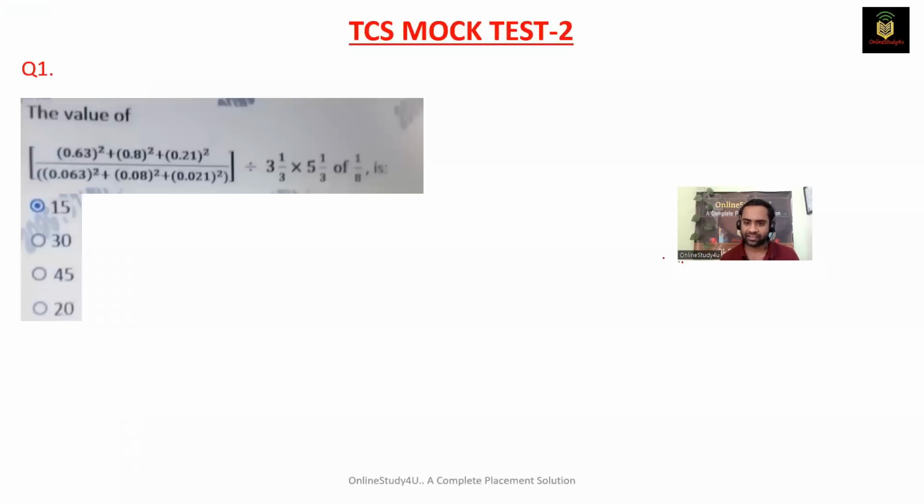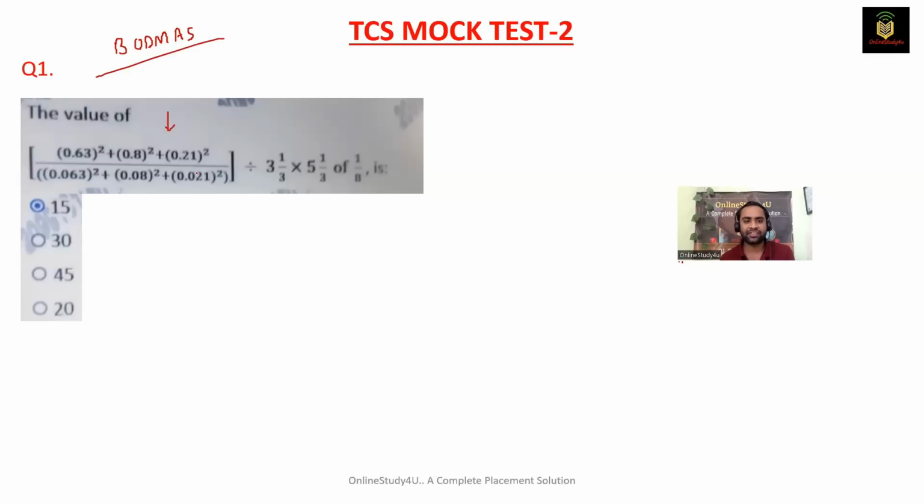Now, let us start with question number 1. The value of this divided by this of 1 by 8 is. Friends, this question is based on BODMAS. This is a simplification question. You know BODMAS: bracket, division, multiplication, addition and subtraction. So let us solve it one by one.